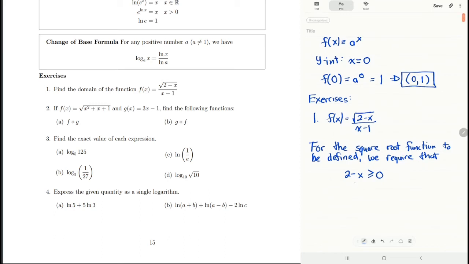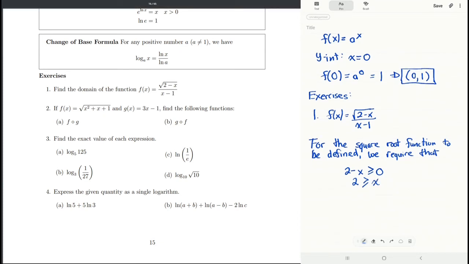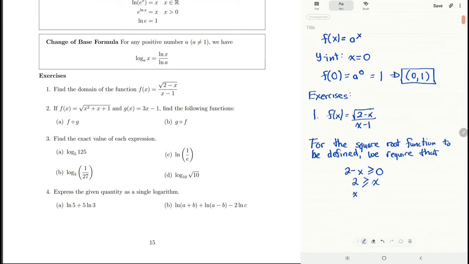So here we have 2. If we add x to both sides, we get 2 is larger than or equal to x. And then we can rewrite this so that the x is on the left-hand side. So we can swap the inequality around. So we have that x is less than or equal to 2. So that is one condition for f of x to be defined.